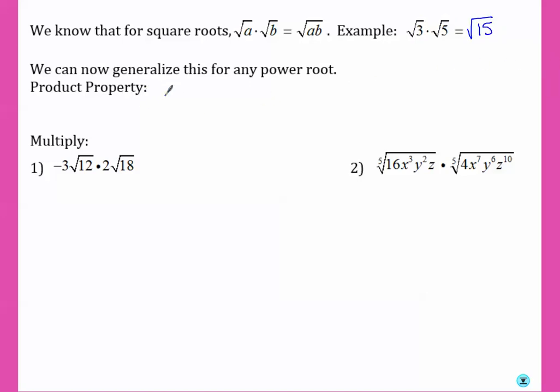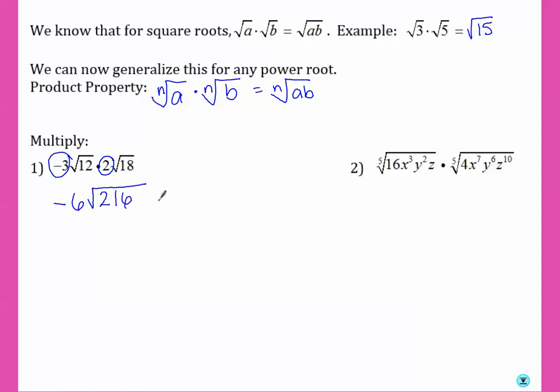So the product property, similar to the quotient property, if we have the nth root of a times the nth root of b, will become the nth root of a times b. So when we're multiplying radicals, anything outside gets multiplied together, so negative 6. The root will stay the same, so it's still a square root, and then multiply the radicands. So we have negative 6 square roots of 216.